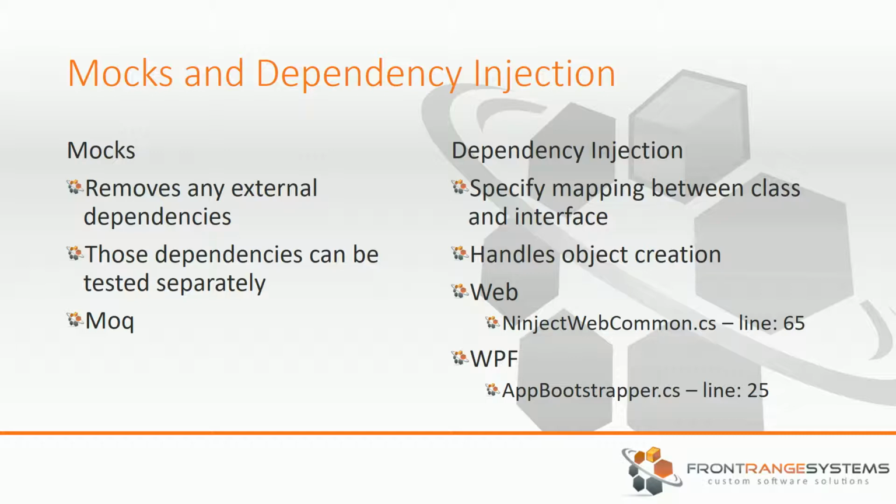So our dependency injection is responsible for generating those classes and creating concrete instances of those. So in order to do that, we need to specify a mapping between the class and the interface. We have IMathService that maps to MathService. So it handles object creation, and then in our web, we have an Ninject Web Common, and in WPF, we have AppBootstrapper.